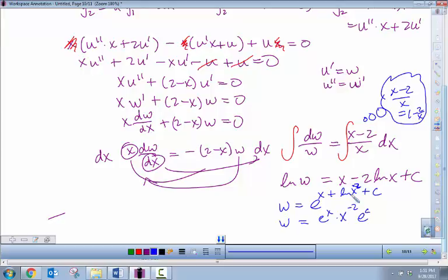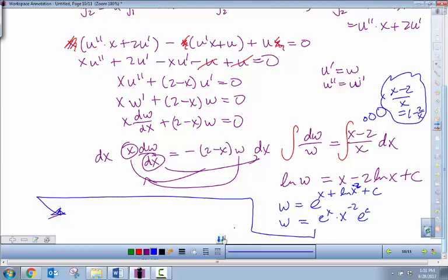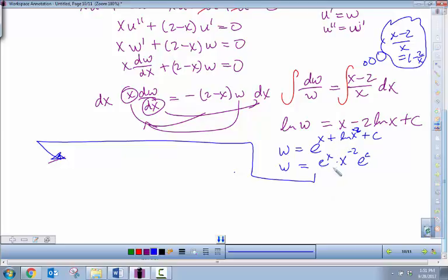Right? Now, boy, this is fun. So this is u prime, and I'm going to switch the order a little bit. Let's just call that constant a. And I have e to the x divided by x squared, and I want to find u, so I need to integrate this.